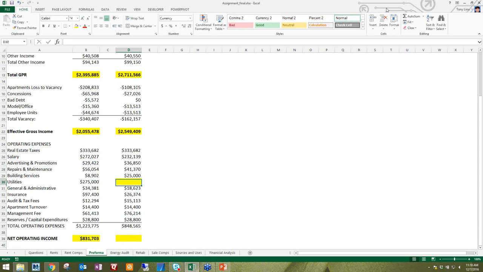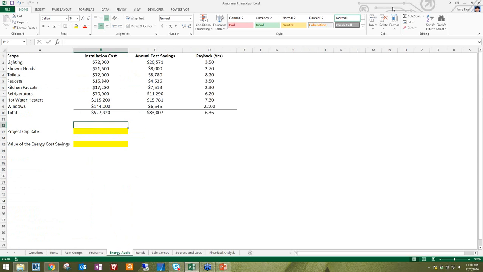So we're missing utilities. So what's our new utility bill? Okay, let's go to utility tab here. I will answer this first. Value of total cost savings. So installation costs, we're going to do lighting, shower heads. Lighting, it's going to cost us $72,000. Have a payback period of 3.5 years. Great. Shower heads, $21,000. Annual cost savings, $8,000. 2.7 years. So if we do this whole scope, it looks like we're spending $527,000. We anticipate cost savings of $83,000, and then a 6.36 year payback period.